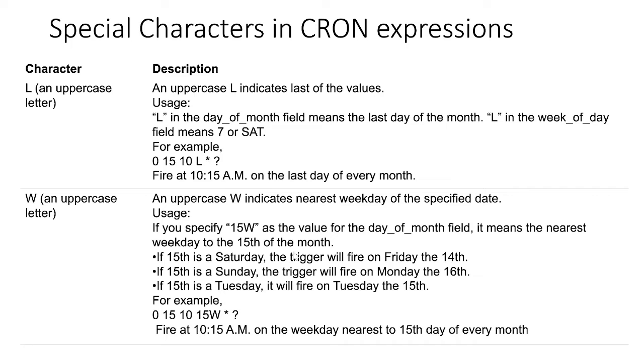For example, if you specify 15W, 15 with a capital W, it will run on the nearest weekday to the 15th of the month. If the 15th is a Saturday, the nearest weekday is Friday, so it will trigger on Friday, the 14th. If the 15th is a Sunday, then the closest workday will be Monday, so it will run on the 16th. If the 15th is a Tuesday, it will run on the same day itself, because Tuesday is a weekday.